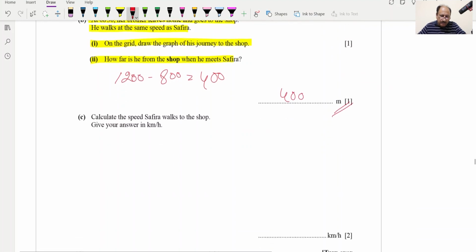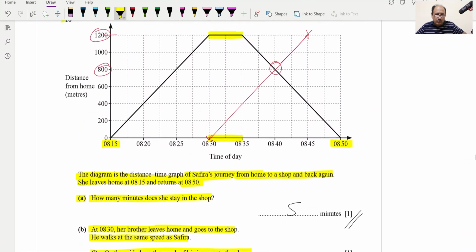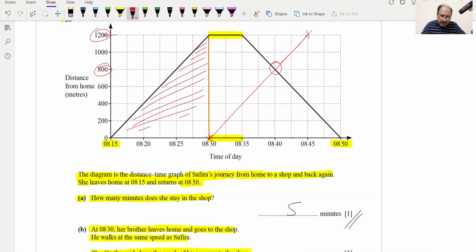This will be the answer. Then they are saying calculate the speed Safira walks to the shop. Give your answer in kilometers per hour. So to check for the speed, we will be checking for this side, and this triangle we will be considering, and rise is 1200 and run is 15 minutes, and this is 1200 meters.